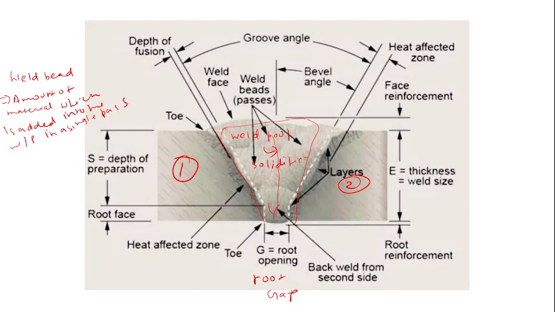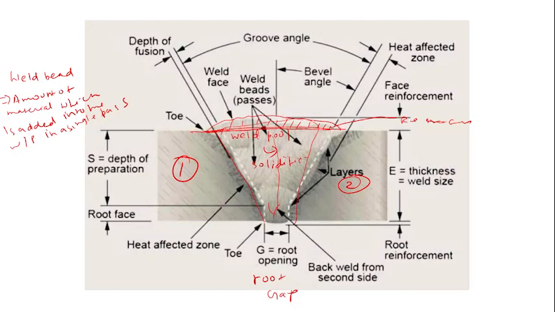Then the root we have already seen. Then the reinforcement. So what is reinforcement? This is the reinforcement height. Reinforcement is whatever amount of material is projected from the base material. Suppose this much is your base material, and after that some more material is there which is projected above the base material. This area is called the reinforcement. So this is about the butt joint.